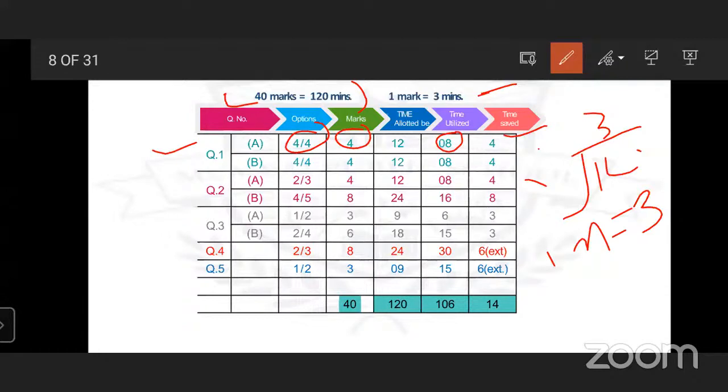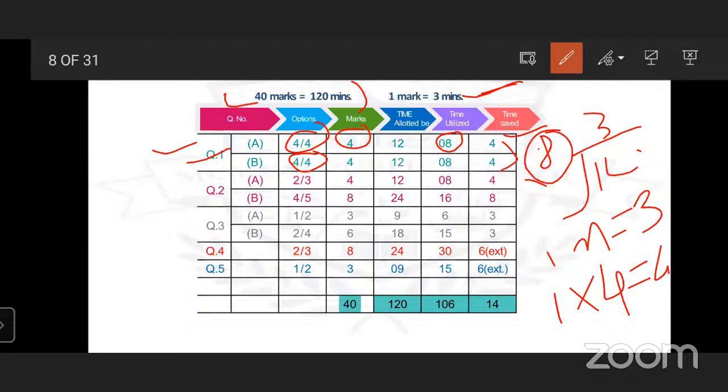Similarly, in question number 1B, it's a 2 or 3 step solution answer. So again, there are 4 questions. Each question carries 1 mark. So 1 into 4 is equal to 4. No option. According to this rule, 4 into 3 is equal to 12. But again here we save our 4 minutes and we utilize 8 minutes here. So this 4 plus 4 is equal to 8 minutes.